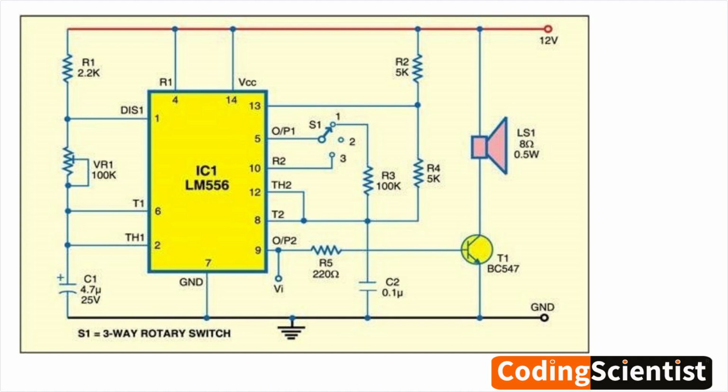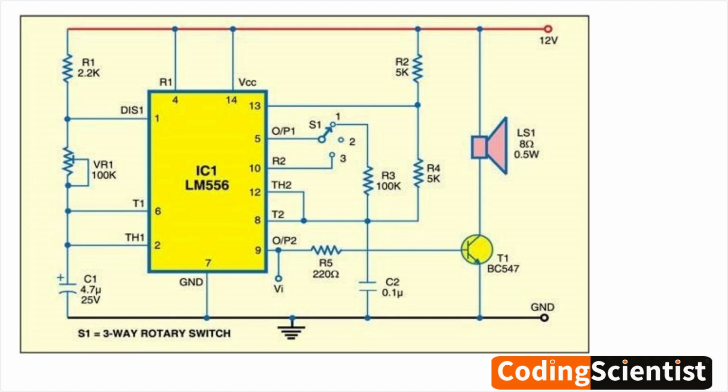Transistor T1. This transistor acts as an amplifier to boost the output signal from the 555 timer, enabling it to drive the speaker. Speaker LS1. This component converts the electrical signal from the amplifier into audible sound waves. Let me explain how this circuit works.